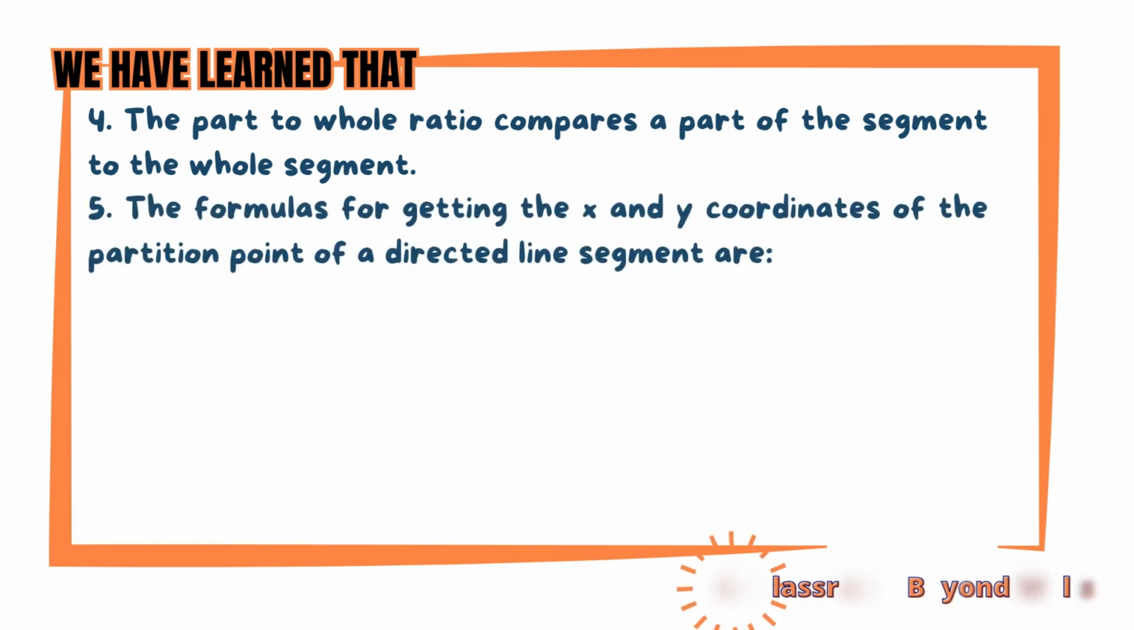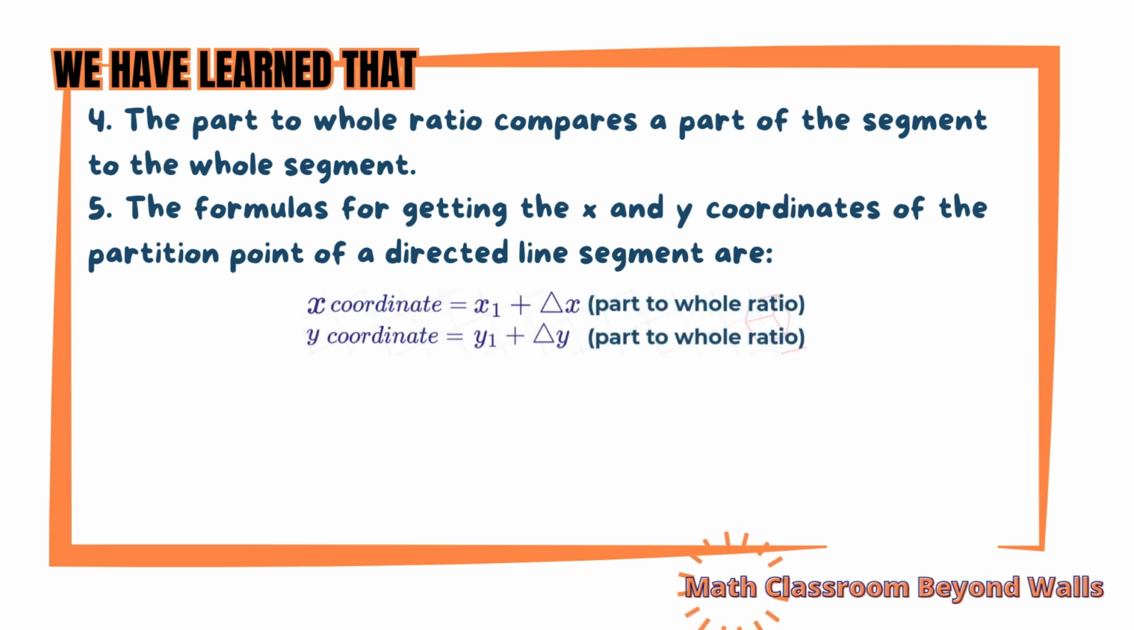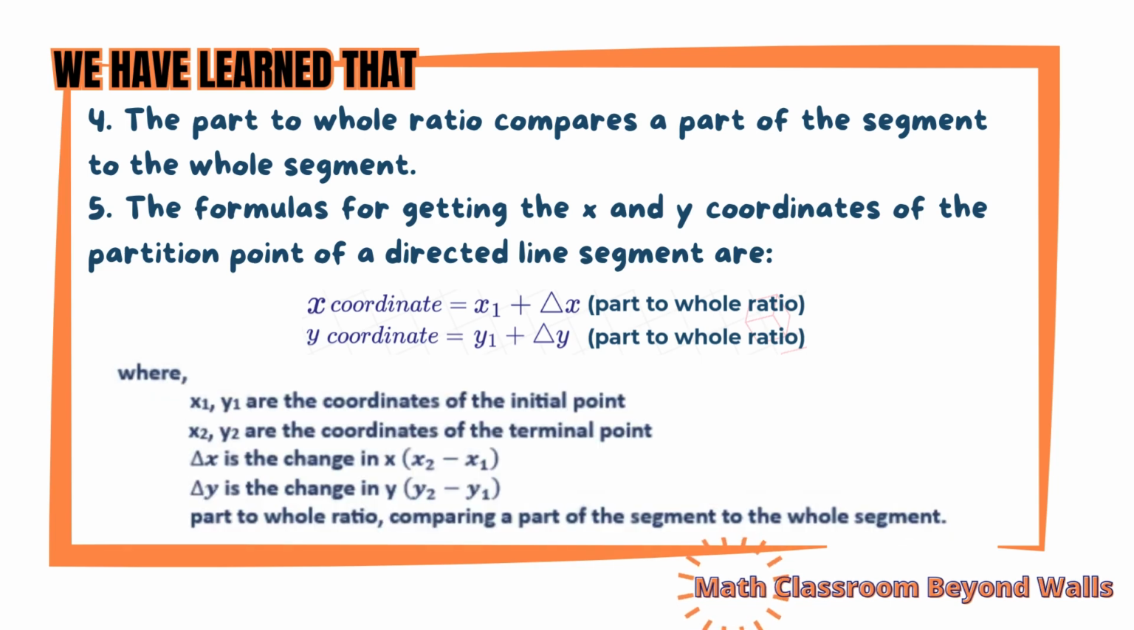Fifth, the formulas for getting the x and y coordinates of the partition point of a directed line segment are: x coordinate is equal to x1 plus the change in x times part-to-whole ratio. Y coordinate is equal to y1 plus change in y times part-to-whole ratio, where x1, y1 are the coordinates of the initial point, x2, y2 are the coordinates of the terminal point. Change in x is x2 minus x1, and change in y is y2 minus y1. And lastly, part-to-whole ratio, comparing the part of the segment to the whole segment.